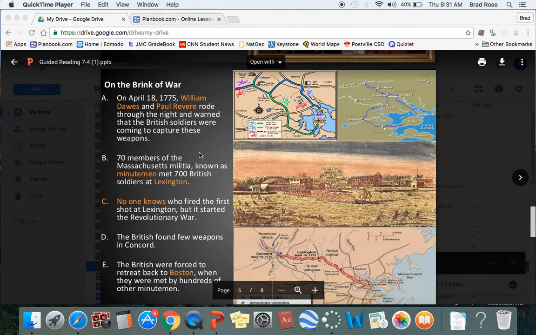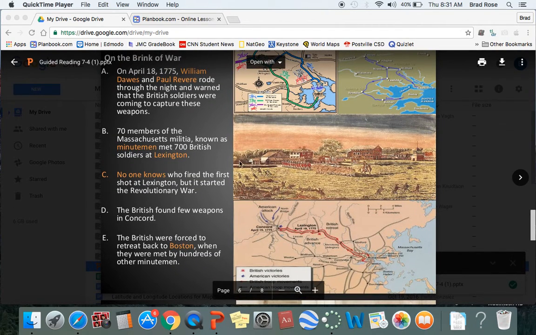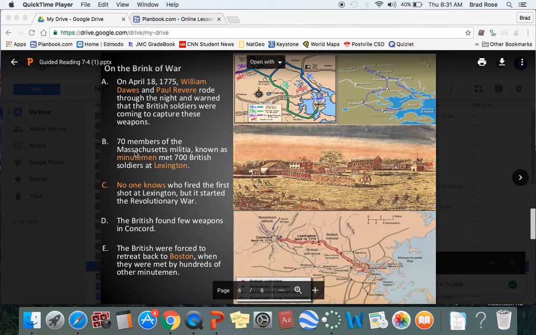Okay. In the morning of April 18th, 1775, those British soldiers are met by 70 militiamen at Lexington. We don't know for sure who fired the first shot, and there was a little bit of confusion there.